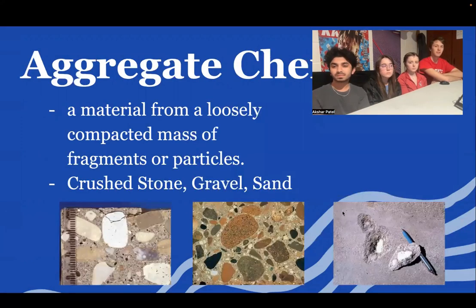There are three main types of aggregates that are used in concrete: crushed stone, gravel, and sand. The aggregates act as the base for the concrete. The bigger the aggregate, the more heavy duty and impact resistant the concrete is. So for sidewalks and buildings, you want larger stones like gravel, and then sand acts as a median to fill in the gaps for the aggregate.